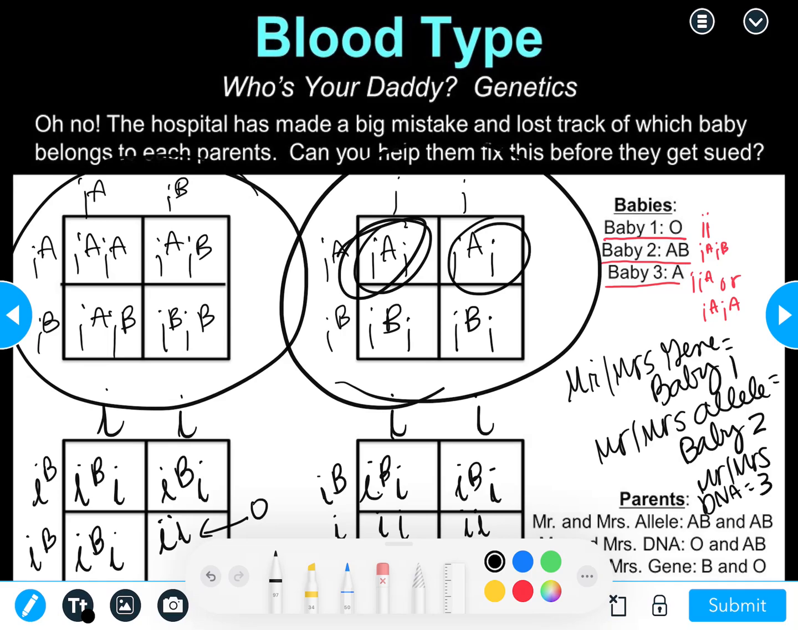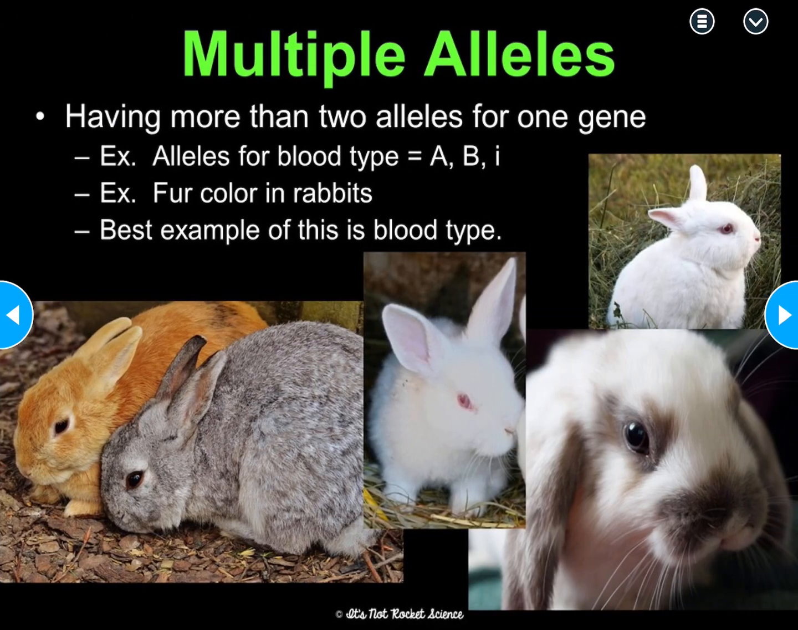Alright, so you can see how this might be utilized. And like I said, even looking at my screen looks a little tricky. So take your time on those blood types. They can be a little tough. We'll practice them a lot. Alright, multiple alleles, once again, is like blood, having more than 2 alleles for one gene. Examples of this are blood type, fur color in rabbits, different things.